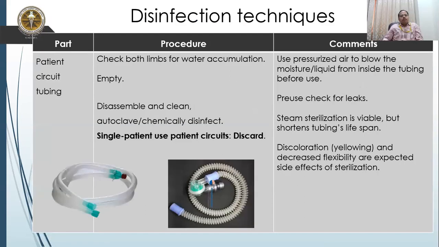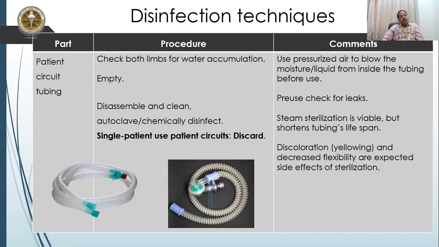Now the next part I am going to discuss is patient ventilator circuits. There are two types of circuits available. One is disposable, which you see on the left, and the other is reusable. If you have a good supply of disposable ones, it's better. After use you clean, disinfect them, cut them, and throw them. That's the procedure. Discard them after use.